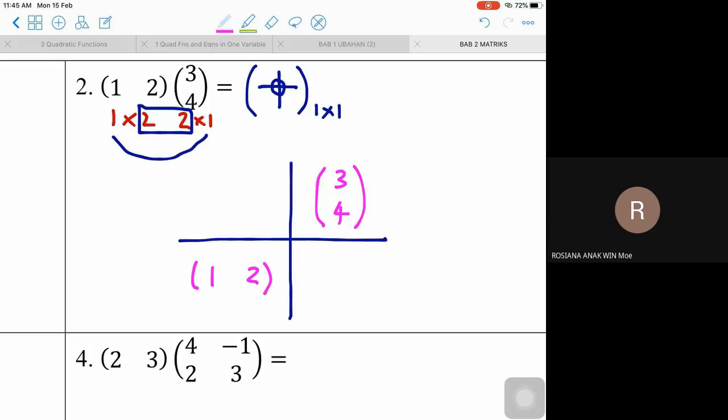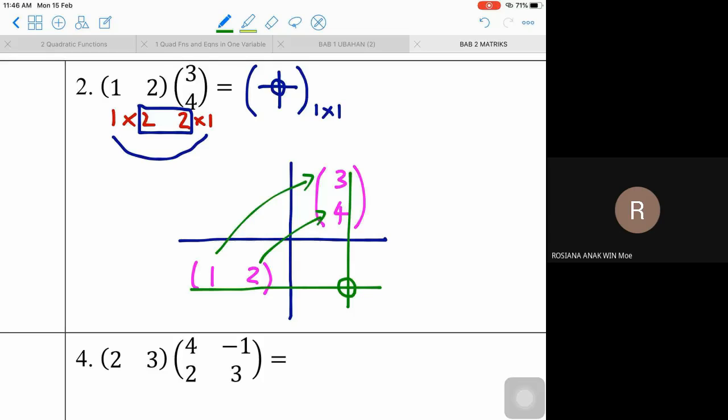Okay, first row, first column. So we only have 1 element inside there, right? So how to do the multiplication? First one times first one, second one times second one, and then we do the addition. So there is 1 times 3 plus 2 times 4.